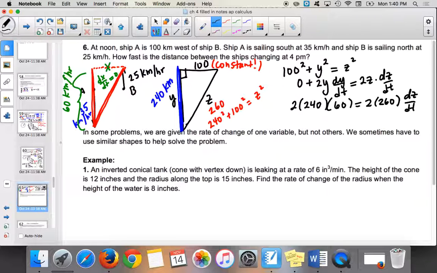Wait, where did you get that dy over dt is 60? Because one was going south at 35 kilometers per hour and one was going north at 25. So together it's increasing by 60. Does that make sense? It's kind of weird.